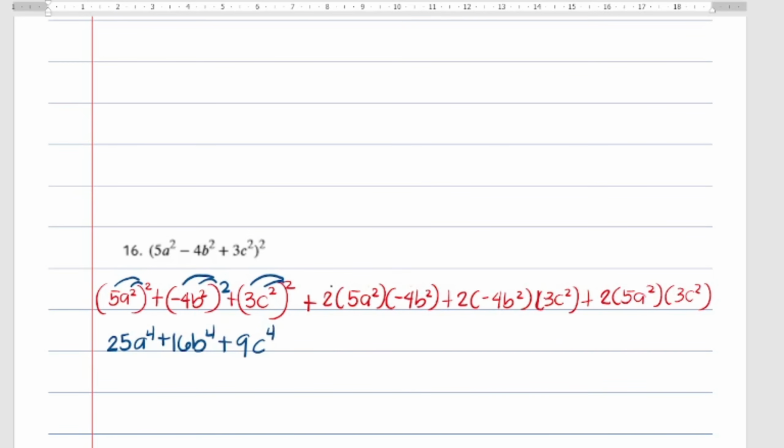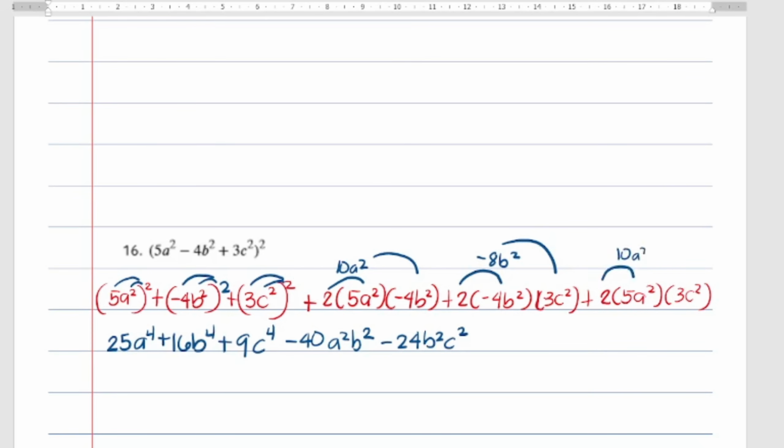Then simplify. 2 times 5a squared, that's 10a squared. Times negative 4b, negative 40, a squared, b squared. Okay? Next one. 2 times negative 4b squared is negative 8b squared. Times 3c squared, that's negative 24, b squared, c squared. Then, 2 times 5a squared, that is 10a squared, times 3c squared, we got positive 30, a squared, c squared. So after simplifying, we got these results.